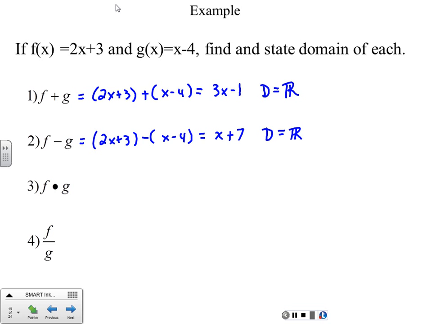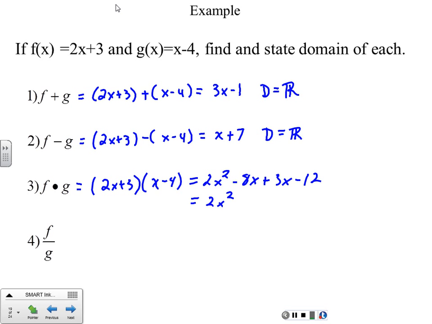Yay. Okay. Multiplication. So we're going to have 2x plus 3 times x minus 4. How do you do this? Very good. So you're going to have 2x times x is going to be 2x squared. 2x times negative 4 is negative 8x. 3 times x is 3x. And 3 times negative 4 is negative 12. So I have 2x squared minus 5x minus 12. What's the domain? Yay.